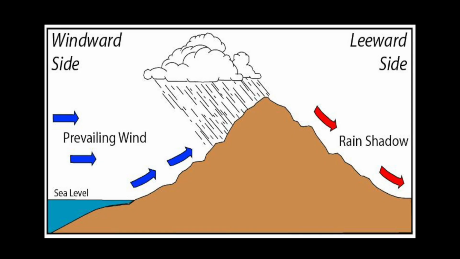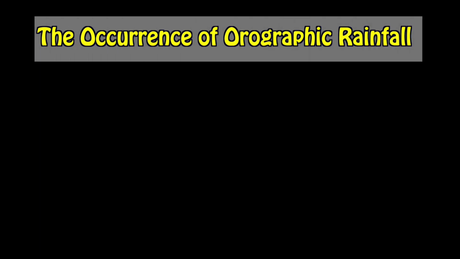Secondly, the moisture present in the air is already precipitated on the windward slope, and thus there is very little precipitation on the leeward slope. Most of the world precipitation occurs through orographic rainfall. The following conditions are necessary for the occurrence of the orographic rainfall.